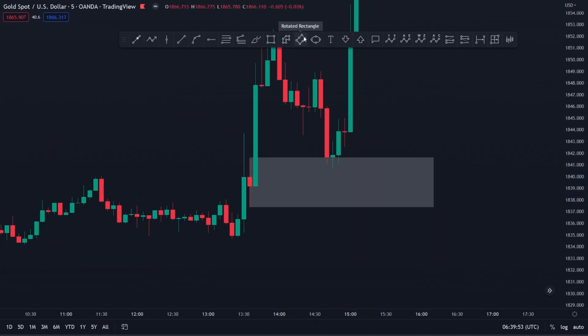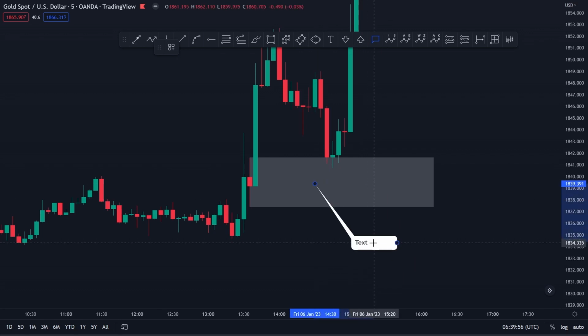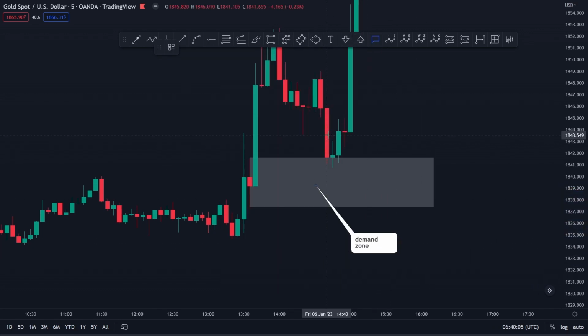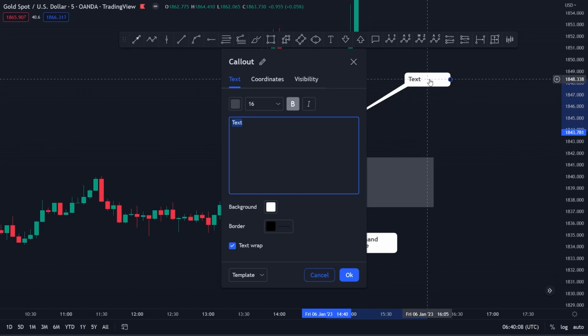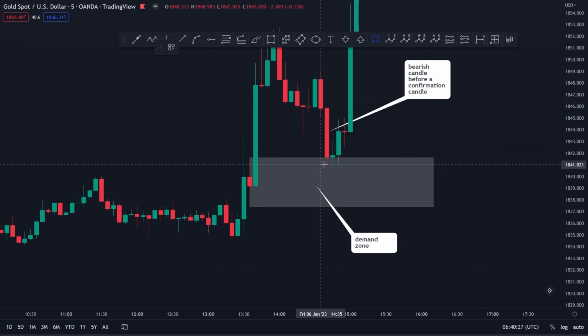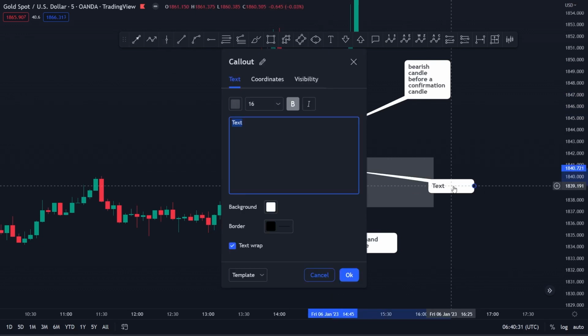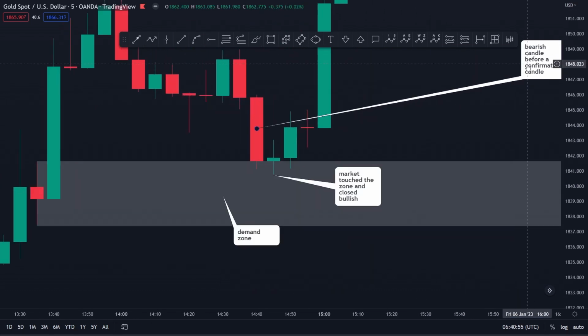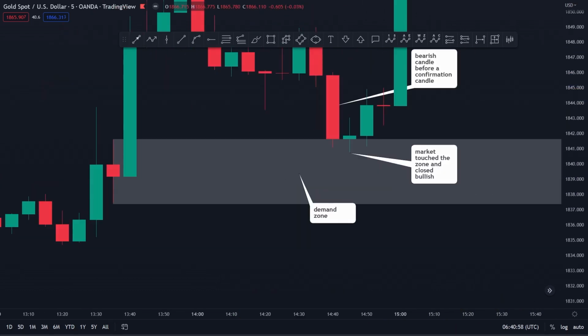This is our demand zone over here, and then this is your bearish candle before a confirmation candle. Okay, then we can see that the market touched the zone with this bearish candle. So the market touched the zone here. Let me zoom in a little bit. The market touched the zone with this candlestick, then the market closed bullish with this candle, which is also a confirmation candle.